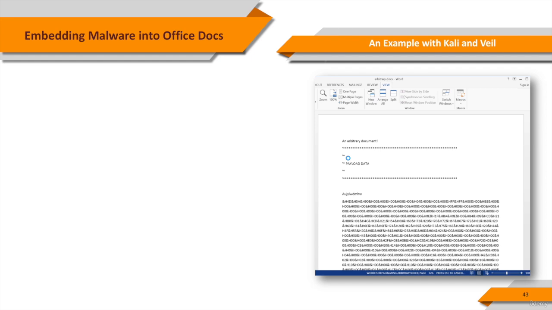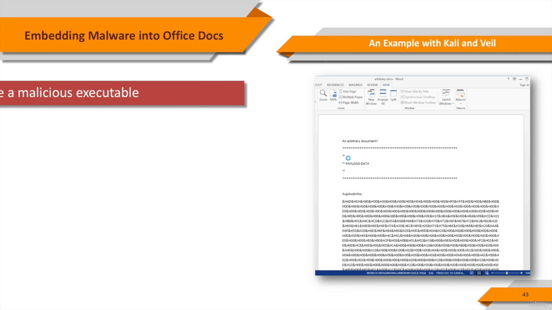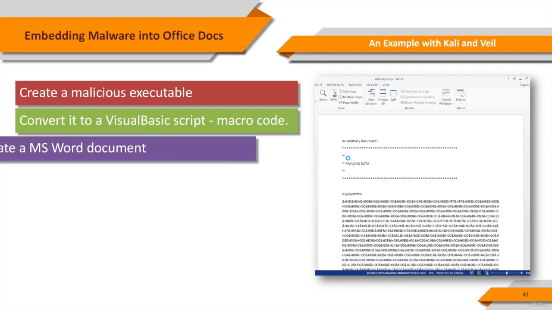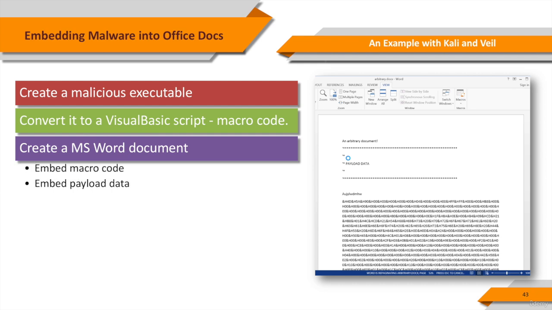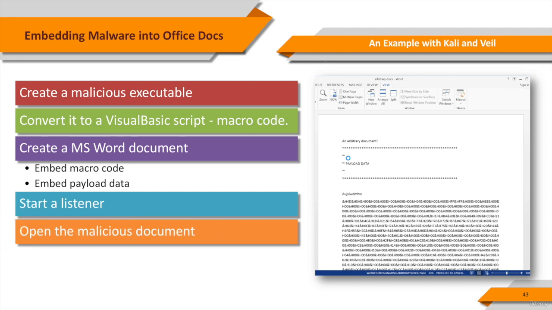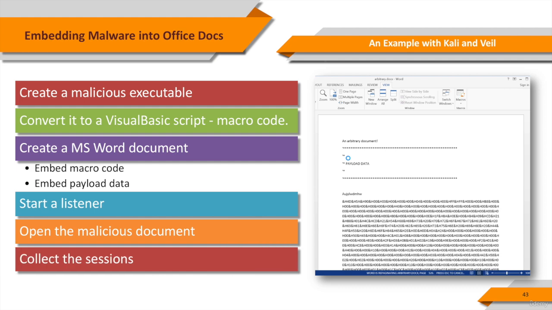The steps of this example will be creating a malicious executable, converting the malware into a macro code which is ready to be embedded into an Office document, creating the Office document, embedding the script code as a macro, and concatenating the payload as text. Starting a listener to listen to the sessions of the victims who open the Office document. Opening the document as a victim. Collecting the session as the attacker.